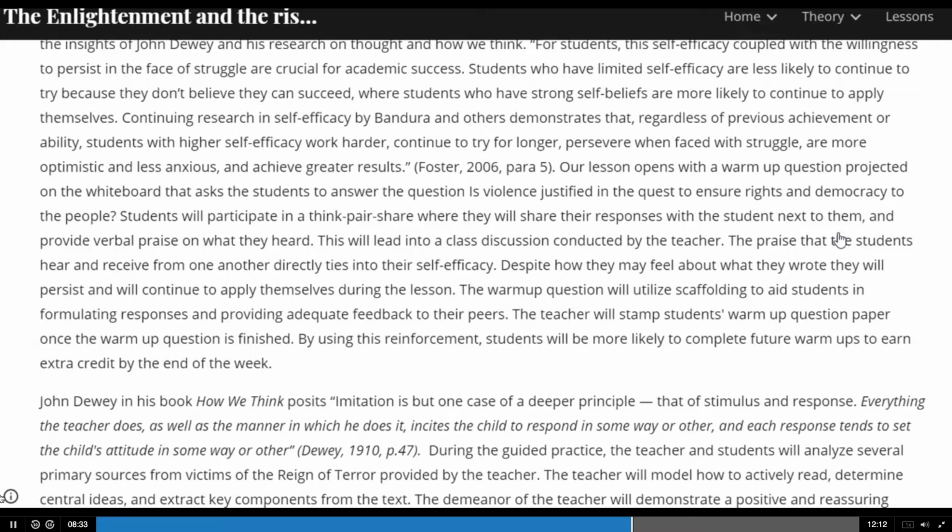During guided practice, the teacher and student will analyze several primary sources from the victims from the Reign of Terror. The teacher will model how to actively read, determine central ideas, and extract key components from this text.